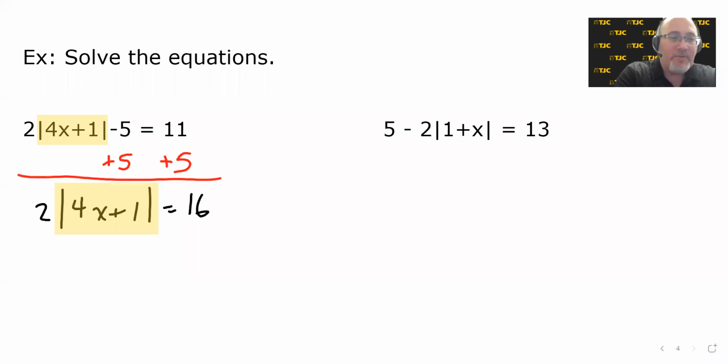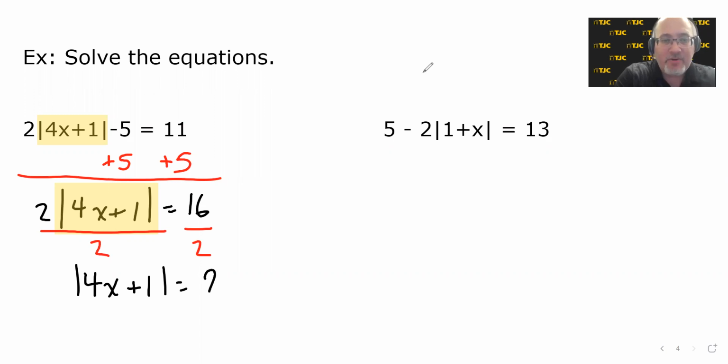To get rid of a 2 that's multiplied, we can divide both sides by 2. That will cancel the 2 on the left and leave us with the absolute value of 4x plus 1. And on the right side, we have 16 divided by 2, which of course is 8. Notice at this point, our equation is now a basic absolute value equation. The absolute value of 4x plus 1 is equal to 8.